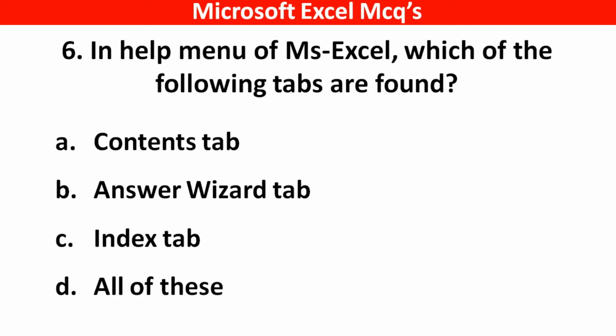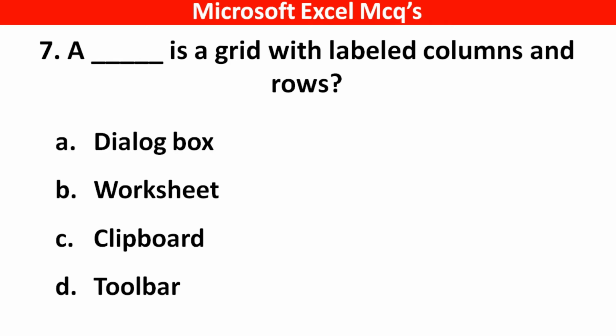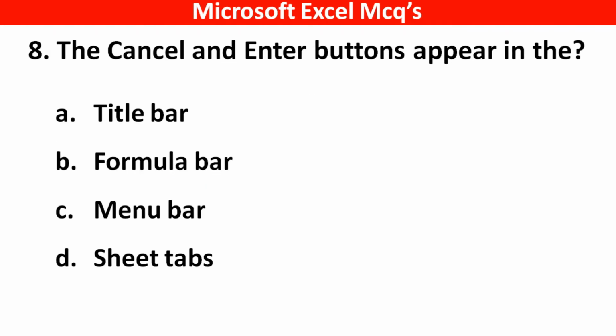Next question, in help menu of MS Excel, which of the following tabs are found? Right answer is option D, all of these. Next question, a dash dash is a grid with labeled columns and rows. Right answer is option B, worksheet. Next question, the cancel and enter buttons appear in the. Right answer is option B, formula bar.